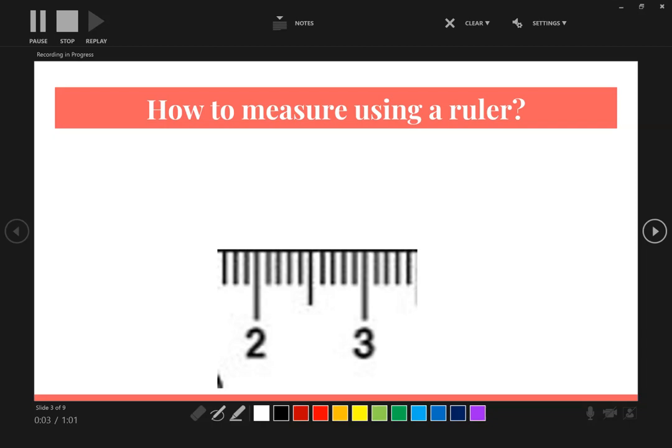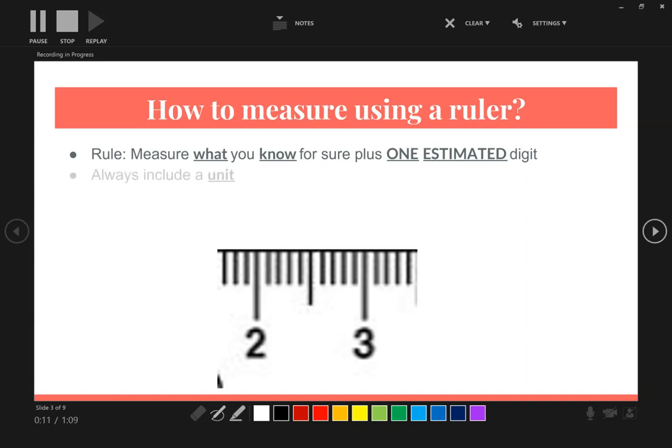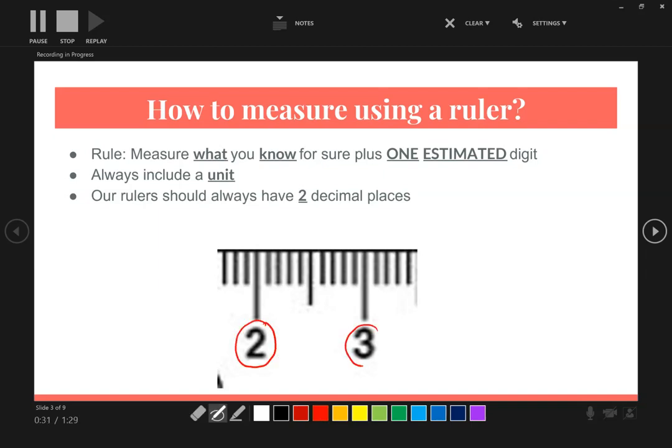How to measure using a ruler. So your first rule is measure what you know for sure plus one estimated digit. Always include a unit. And our rulers should always have 2 numbers after the decimal. So let's take a look at our ruler here. So we have this big number 2 and this big number 3.